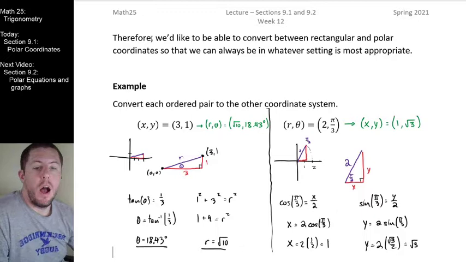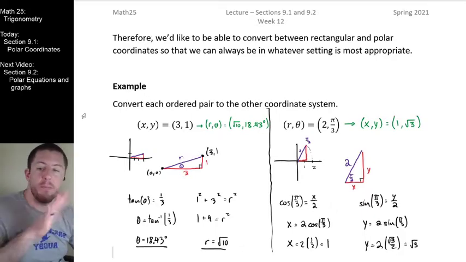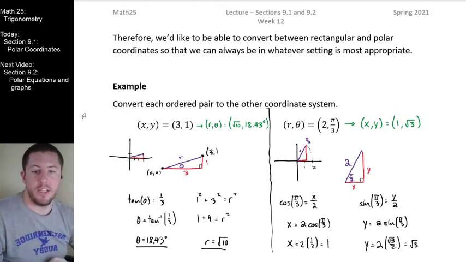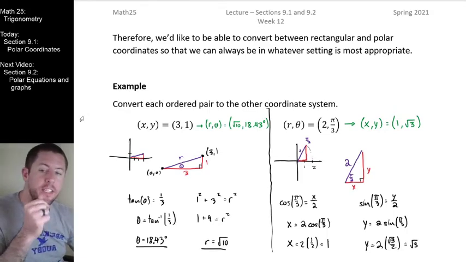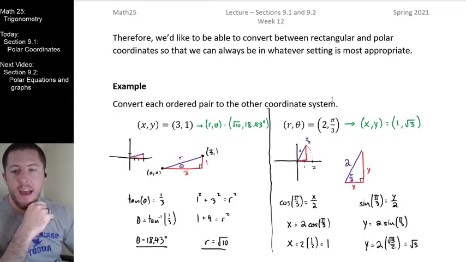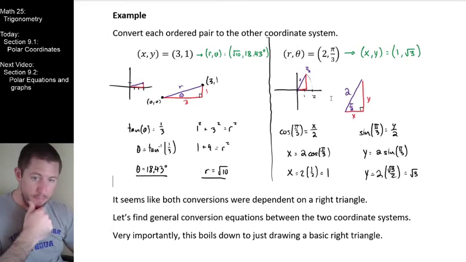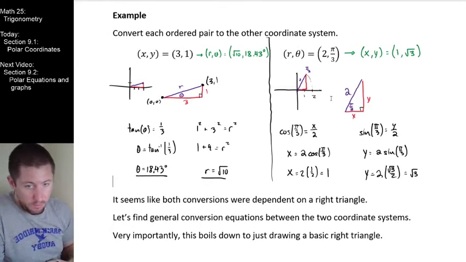There we go. So notice the important thing here is that to convert between our two measurement systems here, our xy and our r theta stuff, this literally just boils down to just having one right triangle. And we're masters of right triangles by now. So the math here is nothing that you haven't seen before. We're just using it for a slightly different purpose now. So it seems like both conversions were dependent on a right triangle.